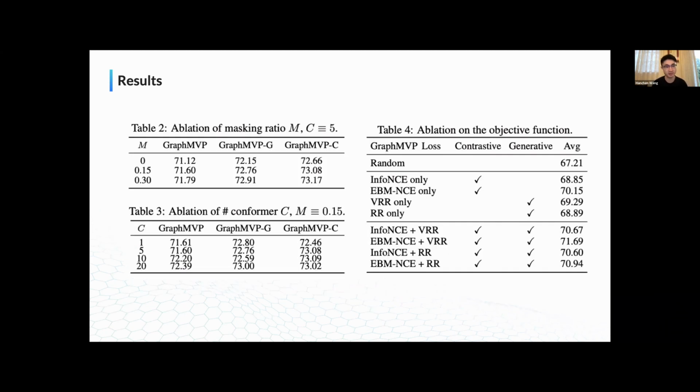Okay, and the last part of the result section is ablations. So we do some ablations on changing the masking ratios, which is the one we use in the generative self-supervised learning. And we also try to change the number of the conformers we use for pre-training. And it turns out using more conformers does not always help, and also using more conformers will introduce more computation cost. And we also try doing some ablations on the objective functions. What if we only use the first part? What if we only use the second part? And for the first, contrastive SSL, what if we use InfoNCE? What if we use EBM-NCE? The detailed descriptions can be found in the paper.